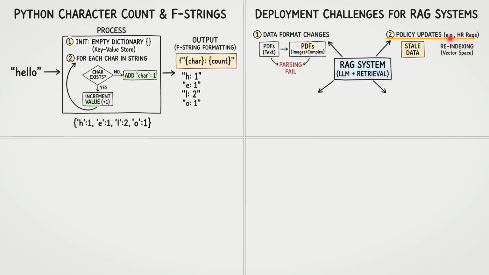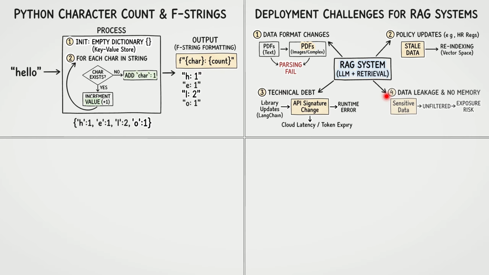Second, policy updates like changing HR rules mean you have stale data, which often forces a complete re-indexing of your vector space. Third, there is technical debt. Library updates to tools like LangChain can change API signatures, causing runtime errors and latency. Finally, we have to worry about data leakage and memory limitations, which can expose sensitive information or result in incoherent multi-turn conversations if the agent loses context.